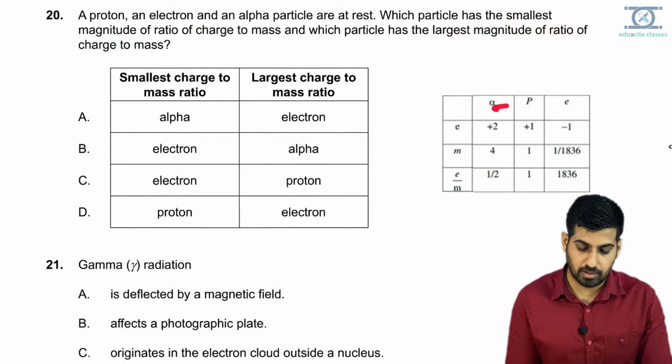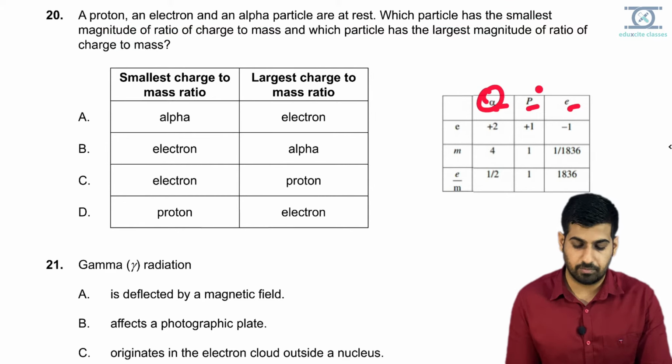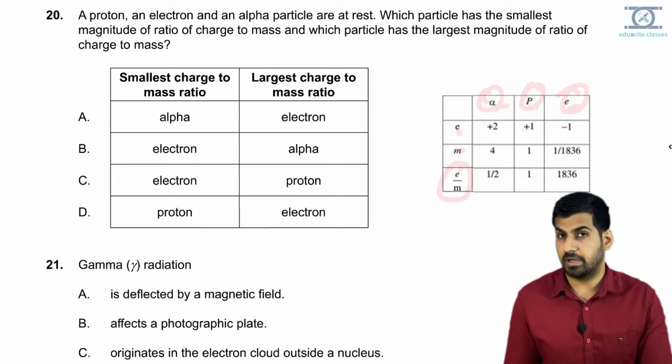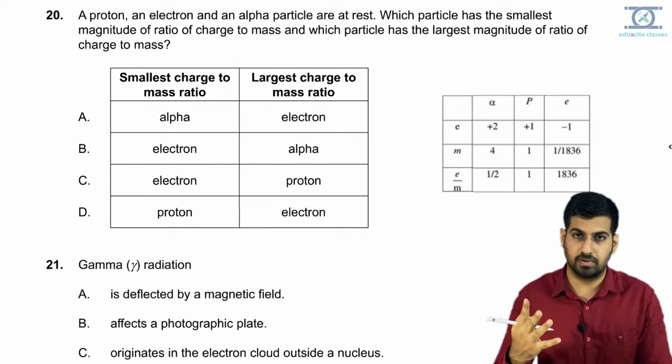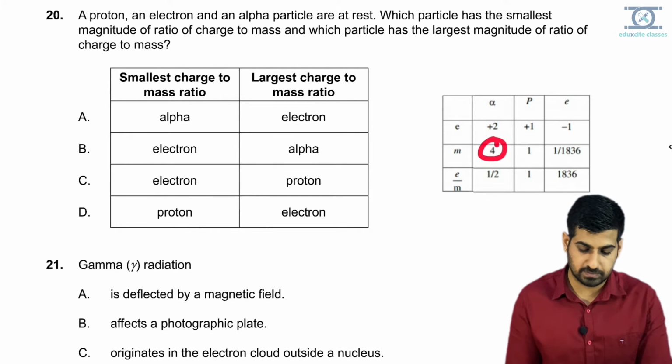So alpha particle, proton and electron: the charge, the mass, and the charge by mass ratio have already been placed here. We know that an alpha particle has 2 protons and 4 times the mass of a hydrogen atom. So this is plus 2, 4, and e by m we got is 1 by 2.